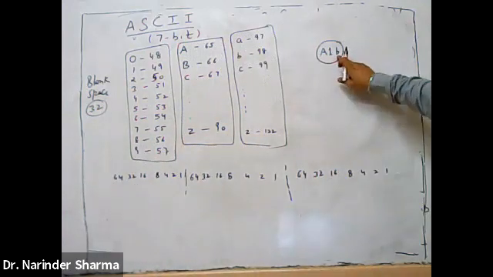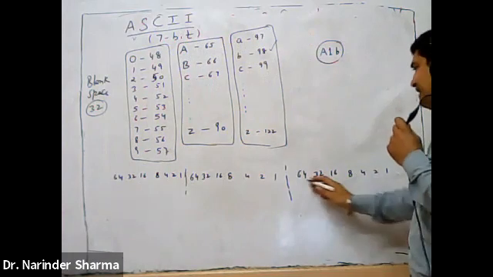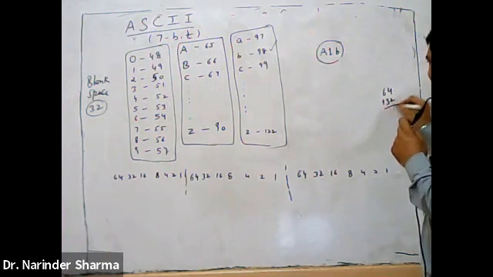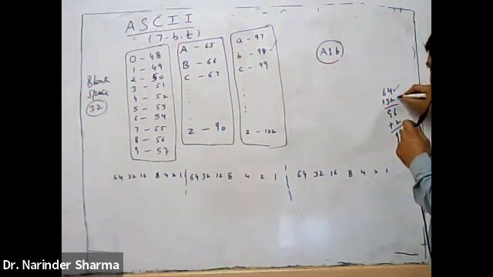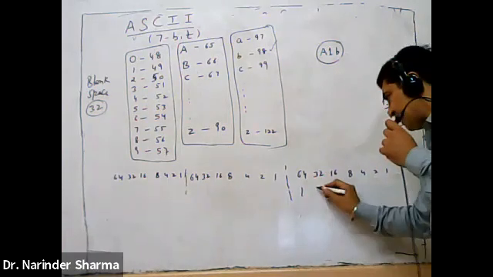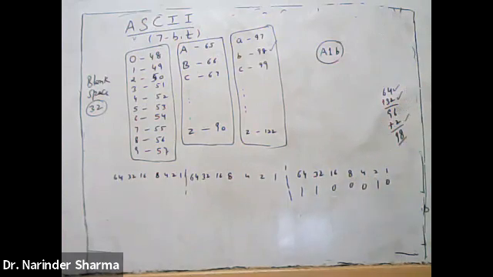This is B. Small b stands for 98. How can you make it from this? 64 plus 32 is 96, plus 2 is 98. So 64, 32, and 2. So write here 1 under 64, 1 under 32, 1 under 2. Rest there should be zeros.